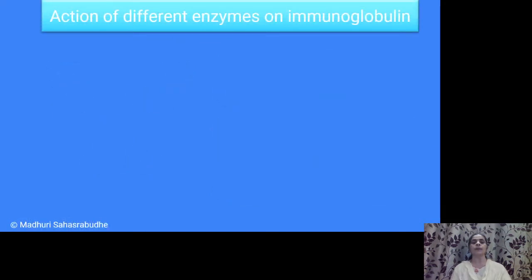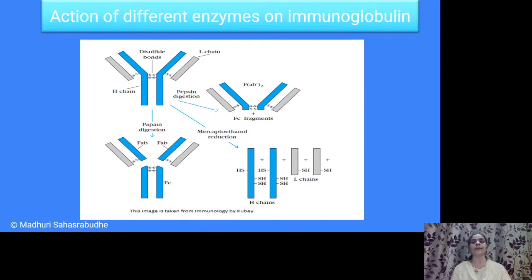So if you want to study the molecule in detail, we must know the action of different enzymes on immunoglobulins. Okay, we'll see the action of different enzymes such as papain, pepsin, and mercaptoethanol reduction. The first we'll see is papain digestion. As shown in the diagram, papain digestion gives 3 important fragments: 2 FAB and 1 FC. So the product of papain digestion on immunoglobulin gives rise to 3 portions, 2 FAB and 1 FC.